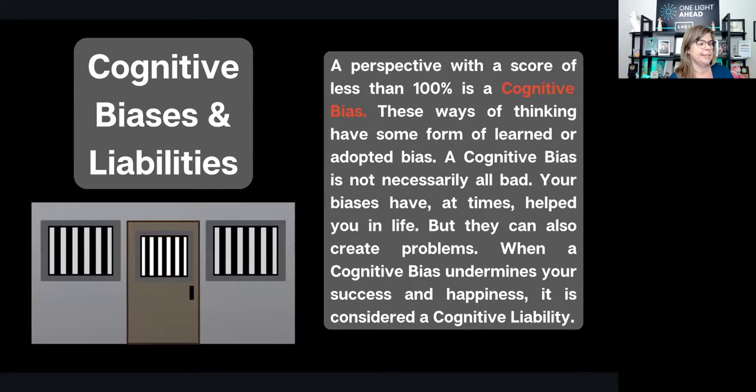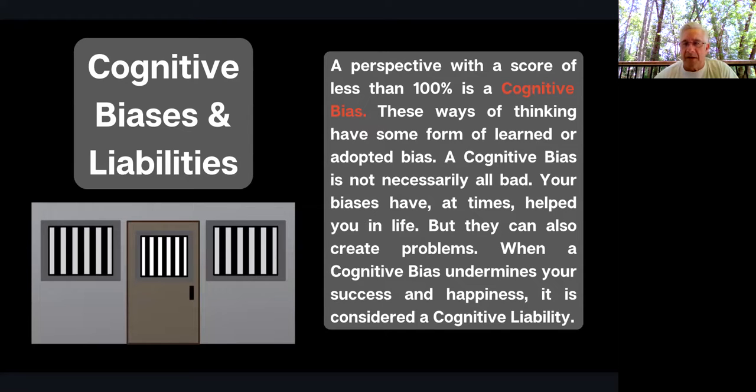Next definition. This is our gel cells, the cognitive biases and liabilities. A perspective with a score of less than 100% is a cognitive bias. These ways of thinking have some form of learned or adopted bias. A cognitive bias is not necessarily all bad. Your biases have, at times, helped you in life, but they can also create problems. When a cognitive bias undermines your success and happiness, it is considered a cognitive liability.